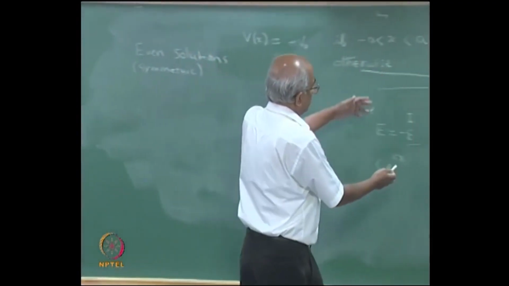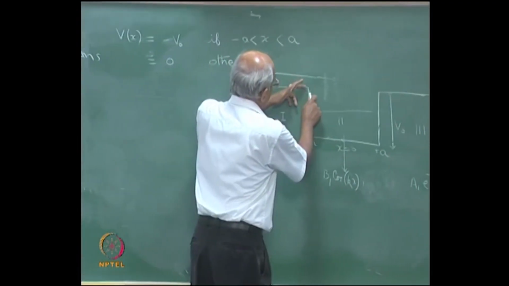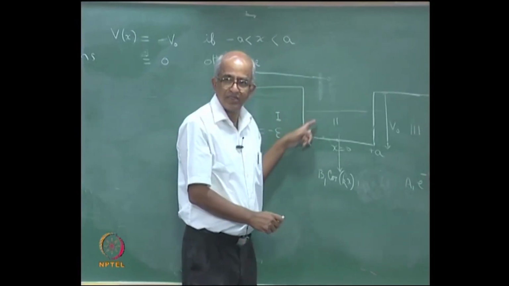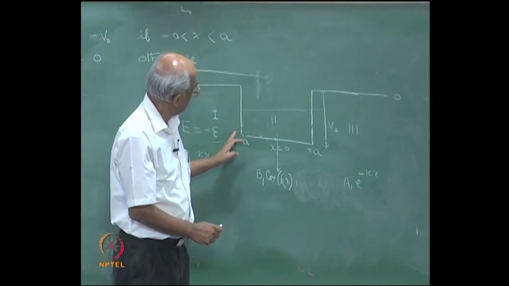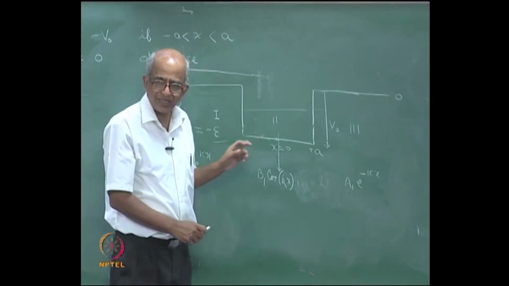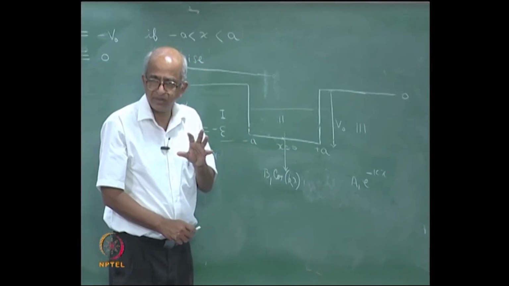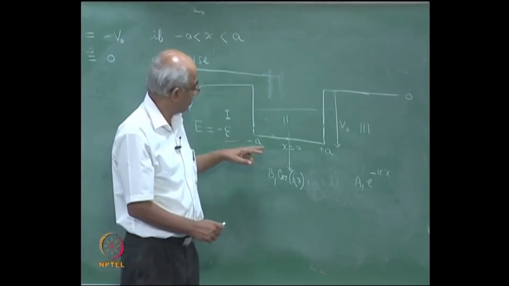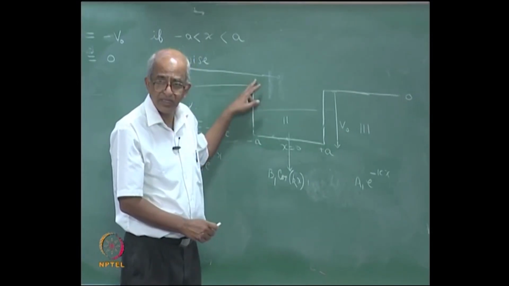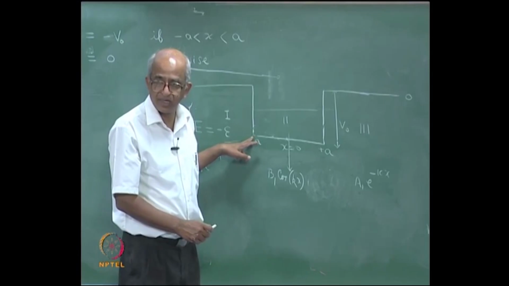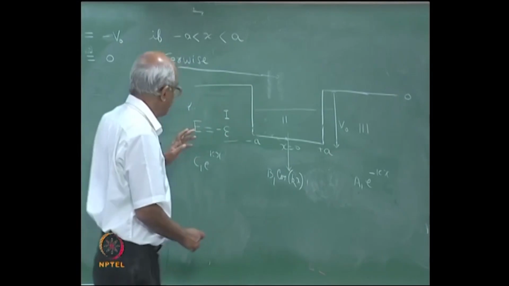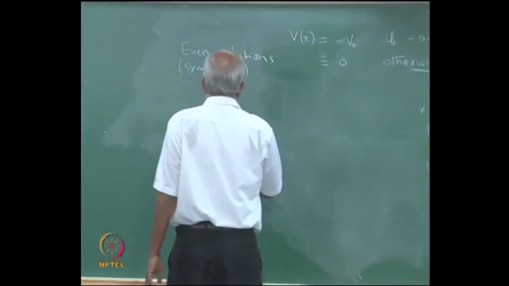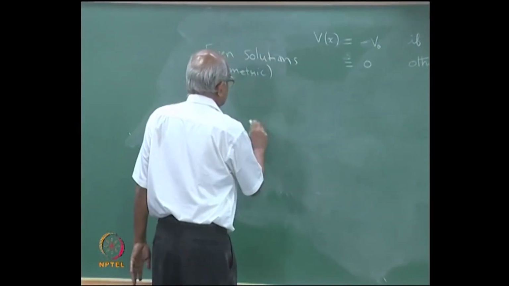See, you look at the potential at this point, it has a finite step. As you cross this point, the value of the potential changes by a finite amount. So, strictly speaking the potential is discontinuous at the point x is equal to minus a. So, if you look at the Schrodinger equation, what does the Schrodinger equation say?